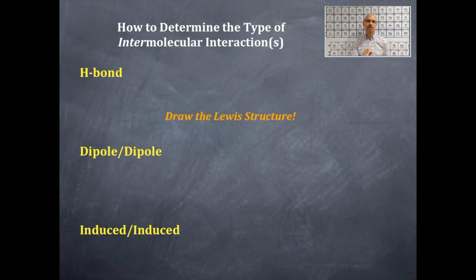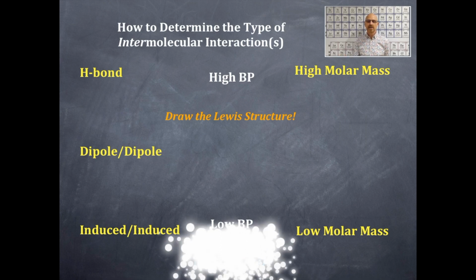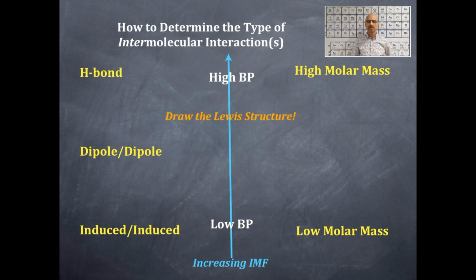Okay, so I'm going to have on the right and the left hand side of this slide two different things here, and then we have this right in the middle. I'm going to write this down here with this blue line, and this is increasing intermolecular forces. So if you have an induced interaction, that is low intermolecular forces. It's a low boiling point and it's a low molar mass. As you increase in molar mass, you're going to have increasing intermolecular forces and consequently a higher boiling point.